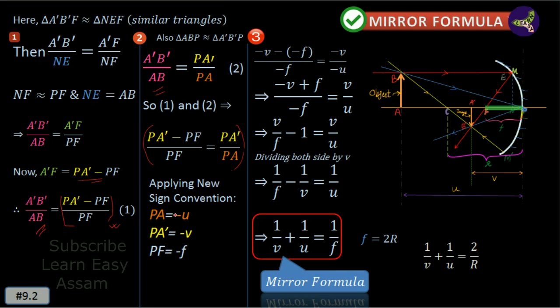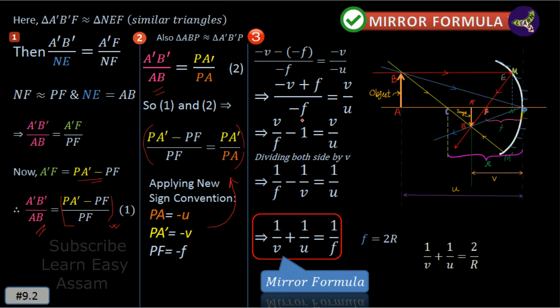So all these values we have to put in this equation, then we will get this result. So we can see here it will be minus v minus of f. PF is nothing but minus f, so minus is already there. So it will become in this way. Now we can manage all the minus and plus signs and we will get v by f minus 1 is equal to v by u.